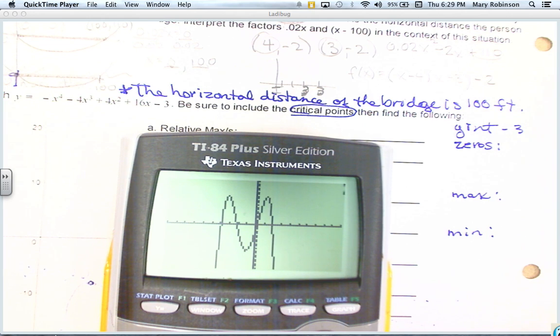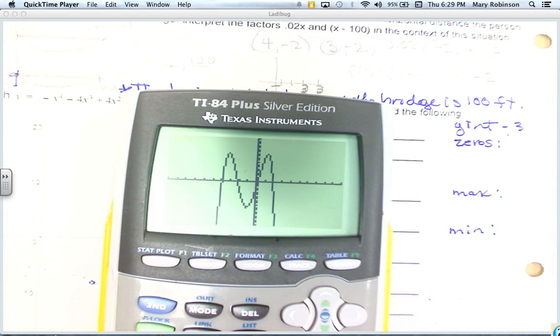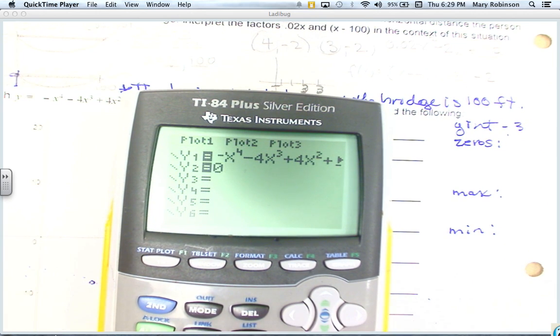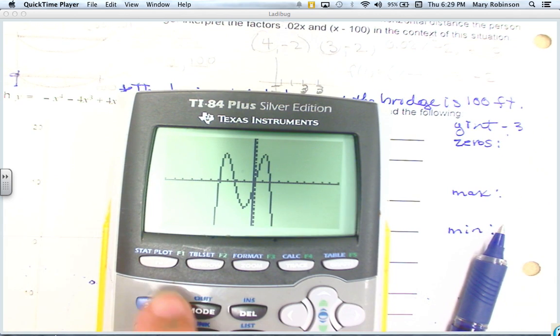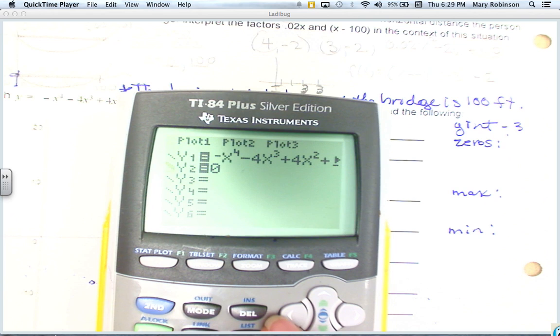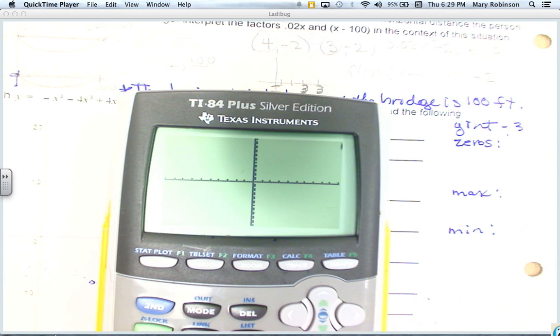Well, good deal. Now I can see all of my points. In terms of critical points, we already know that our y-intercept is negative 3. To find our zeros, recall that we need to go to y2, type in 0, and let the calculator graph a horizontal line at y equals 0. If that bothers you that you don't see anything because it is on top of the x-axis, you can move your left arrow over, hit enter once to make it bold, and then when you hit graph, it will graph y equals 0, which is a horizontal line, right on top of our x-axis.